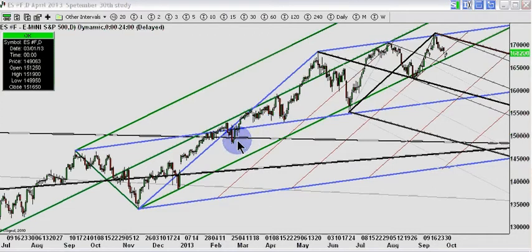Welcome to Commodity Analysis. On October the 1st, 2013, and the US session is well underway, I want to go out and have a general look at US equity markets. I'm going to look at the E-mini S&P. I'm going to look at the E-mini Dow. I'm also going to look at the Euro Stoxx 50.